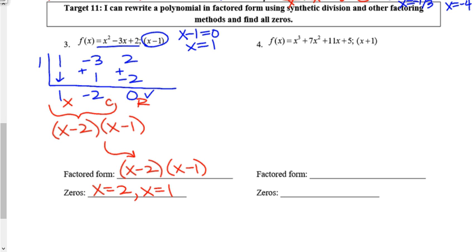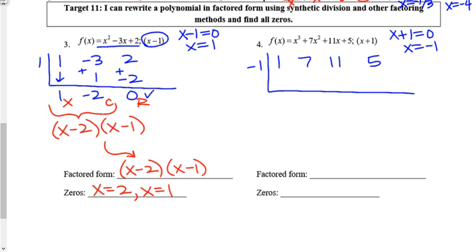All right, let's do another one. Same thing, I'm going to set x plus 1 equal to 0, and I get negative 1. So negative 1, and then I have 1, oops, not 3. I was looking at the degree. 1, 7, 11, 5.